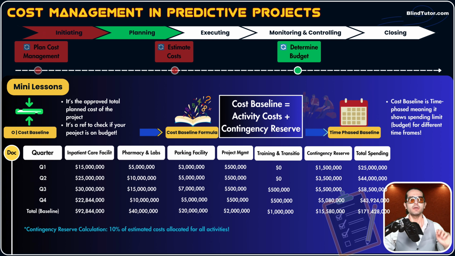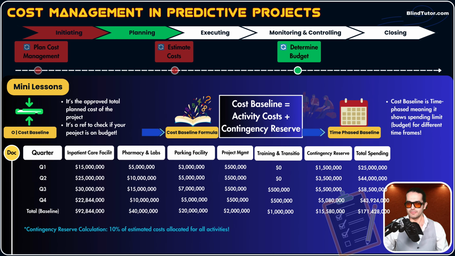So guys, to wrap it up, we have 3 very, very important baselines: schedule baseline, scope baseline, and cost baseline. Okay, these 3 are our promises to our stakeholders. These 3 are frozen documents. Any change to these 3 documents needs to go through formal channels, and a change in one of these documents will change the other documents also. Why?